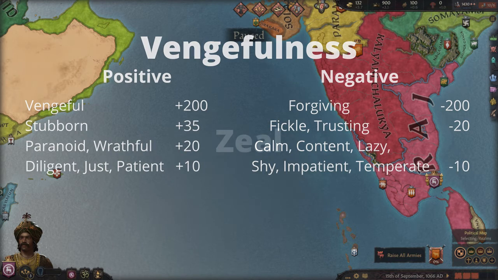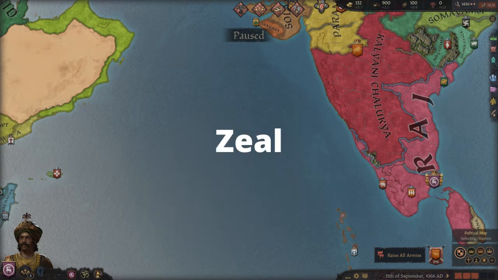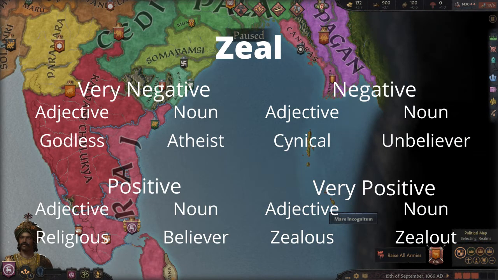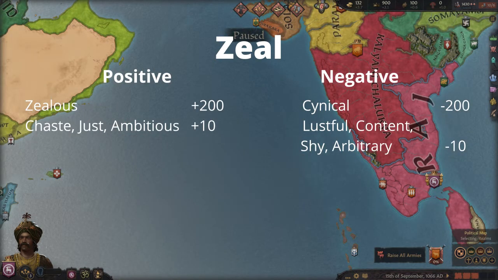Our 7th personality attribute is zeal. And so you have the very negative, which is godless atheist. The negative, which is a cynical unbeliever. The positive, which adjective is religious, and the noun is believer. And the very positive, which is a zealous zealot. And so you can see the positive personality traits that a character could have to bring out more of this. And then you have the negative personality traits that would cause it to be lower.